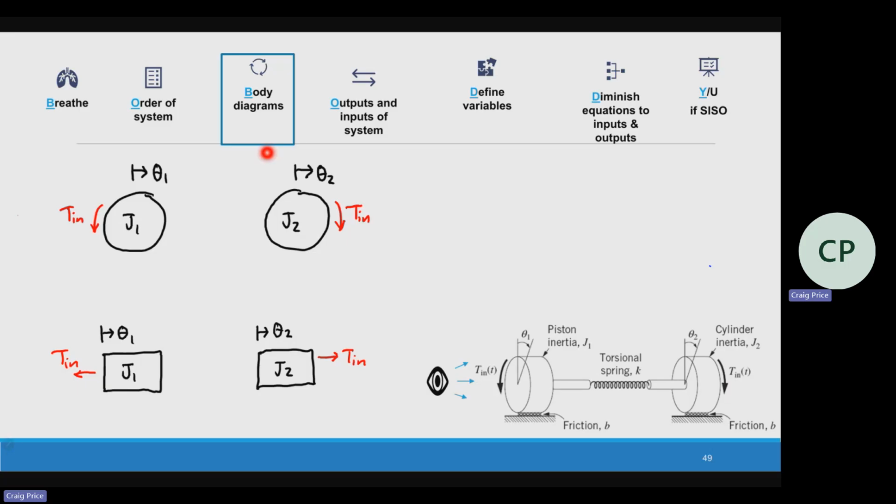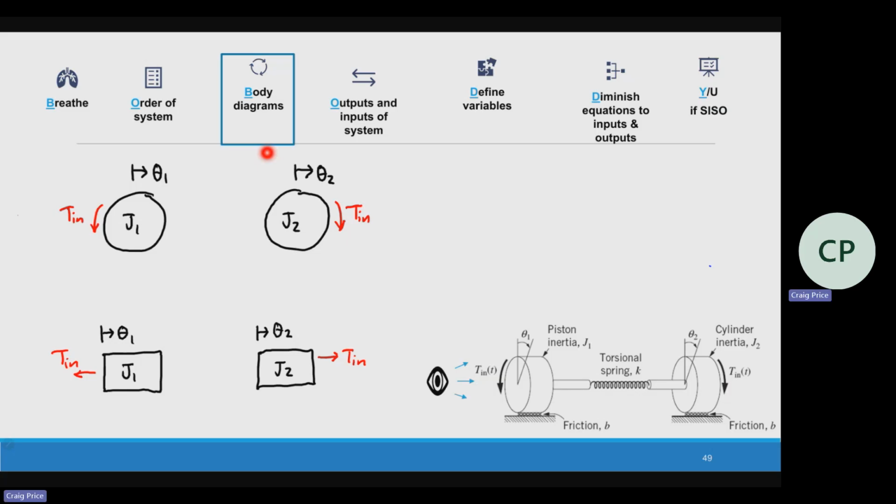How many torques do you have on each body? Should be the same number for each. 2 torques on each body, 3 torques on each body. 3. It should be 3 for each.